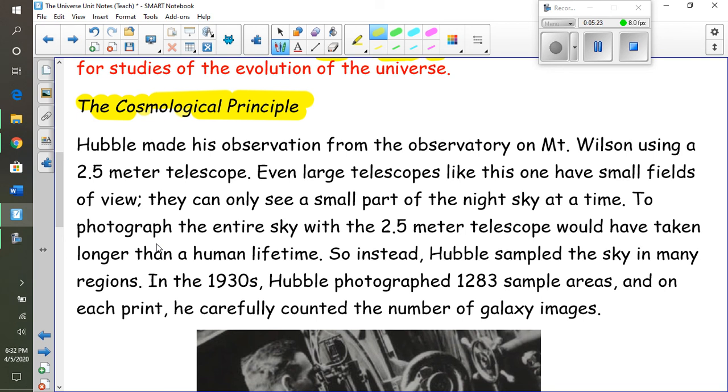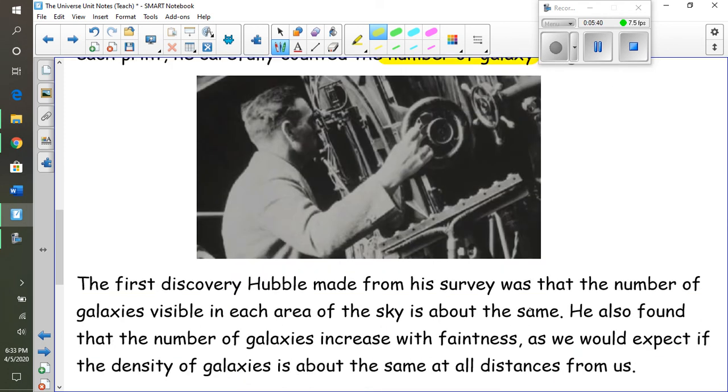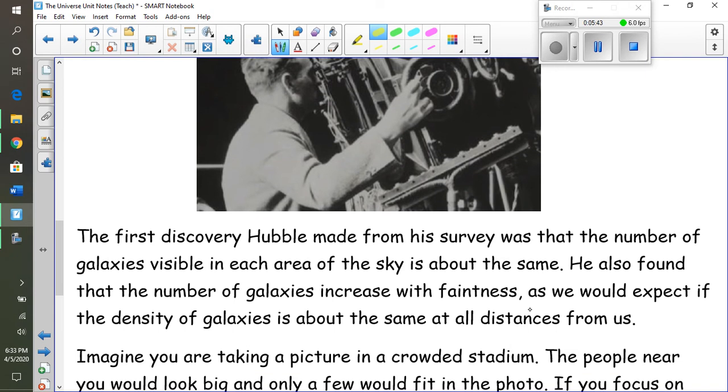In the 1930s, he photographed 1,283 sampled areas, and on each print, he counted the number of galaxies. This is something anybody can do. You just count. The first discovery that Hubble made from that survey was that the number of galaxies visible in each area of the sky is about the same. It didn't matter where he looked. He counted about the same number of galaxies.